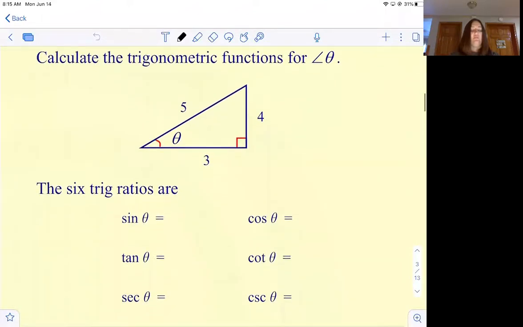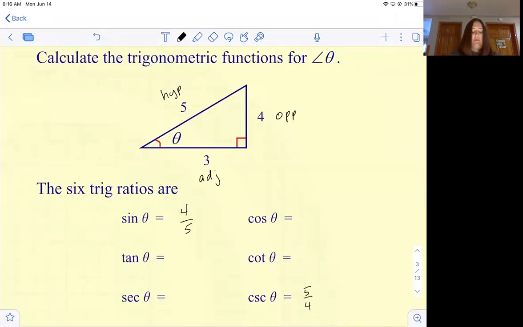So if you are given a triangle with all three sides given, then you can find the six trig ratios. For instance, sine, well, let's label our sides first. If this is our angle, we would label this the opposite side, this is our hypotenuse, and this is your adjacent. So sine is opposite over hypotenuse, so we'd say 4/5. That means the cosecant is the reciprocal of that, so the cosecant would be 5/4.